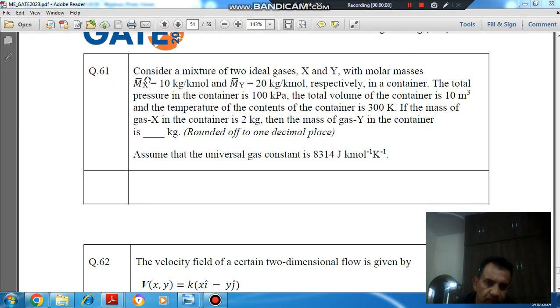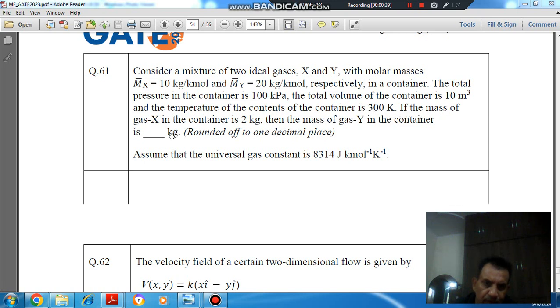Question number 61 is: consider a mixture of two ideal gases X and Y with molar masses Mx equal to 10 kilogram per kilomole and My equal to 20 kilogram per kilomole respectively in a container. The total pressure in the container is 100 kPa and the total volume of the container is 10 meter cube. And the temperature of the contents of the container is 300 Kelvin.